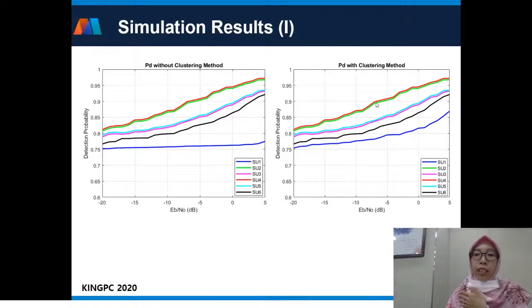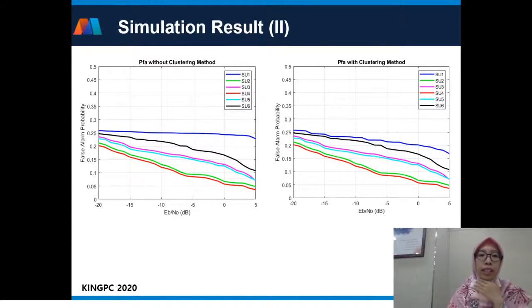So after we implement the clustering approach, the performance of SU1 increases in detecting the primary user's presence. And the next parameter is the false alarm probability. It has the same conclusion as the detection probability: the other secondary users except SU1 achieve a low false alarm probability, because SU1 is still outside the RPI area. After we implement the clustering method, the false alarm probability performance slightly increases and improves.